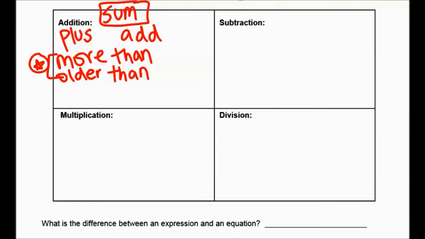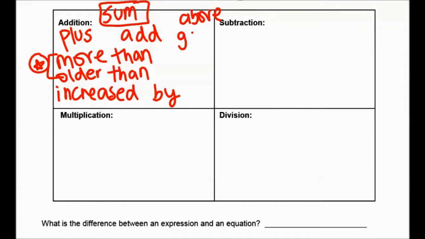Okay, we also have increased by, or just increased, or increased by. We have above, gain, rise, ascend, and if we're talking about our bank accounts, when we put money into our account, remember what that word is. That's deposit. So deposit. Okay, all of those words are going to tell us that we are going to add.